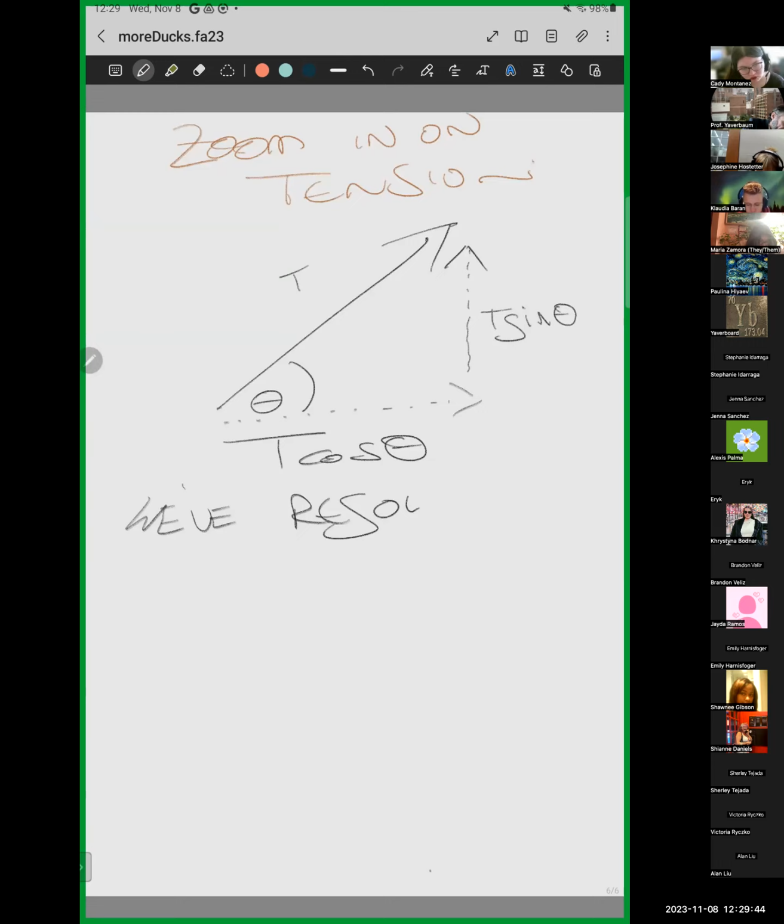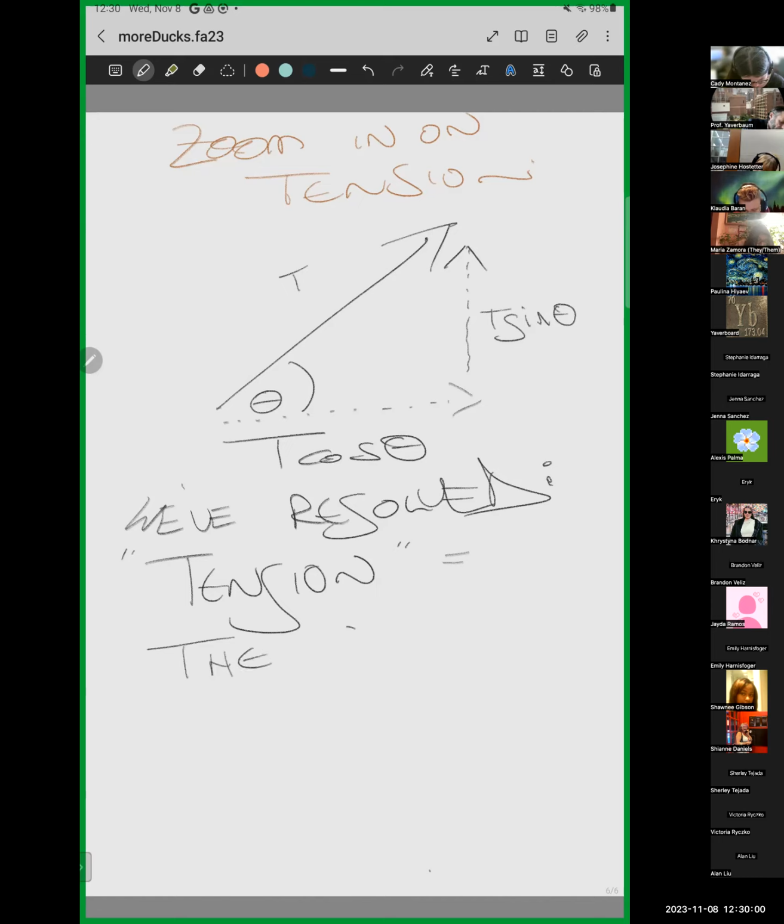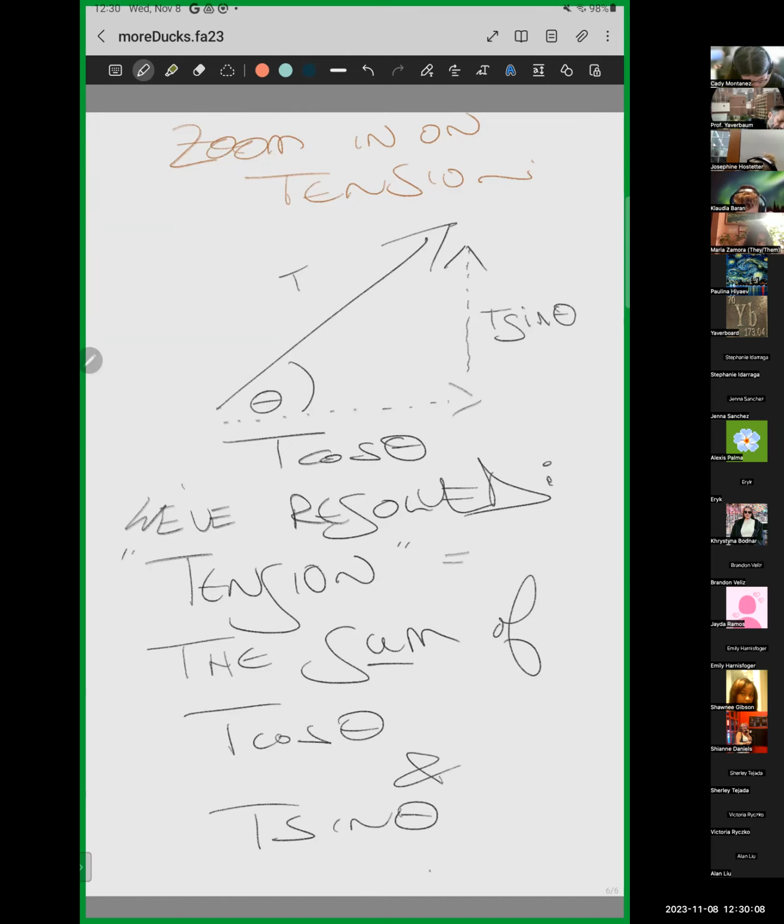So we've resolved tension is the sum of T cosine theta and T sine theta. Like they're equal. This is important.